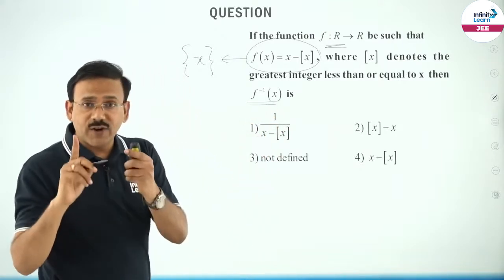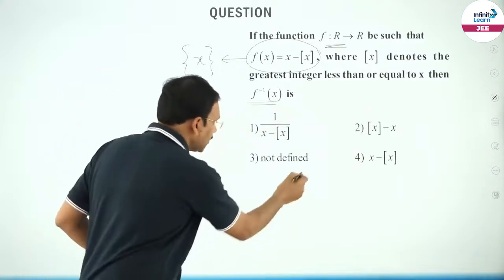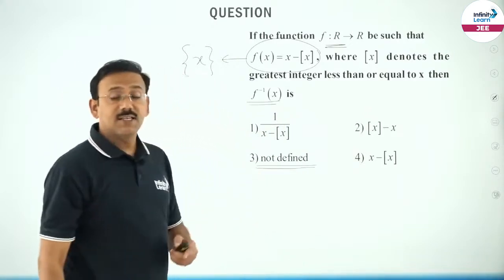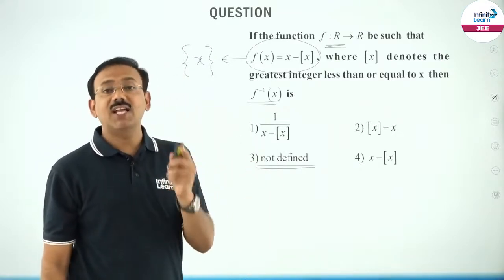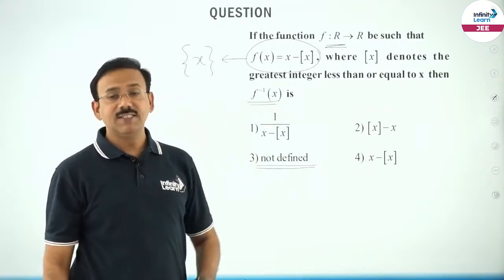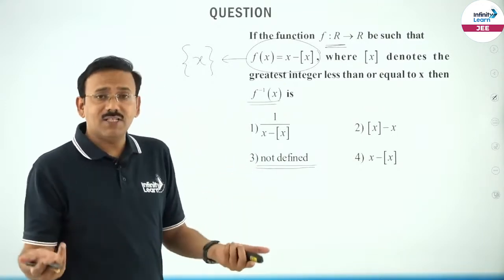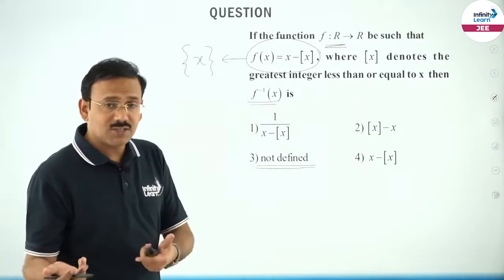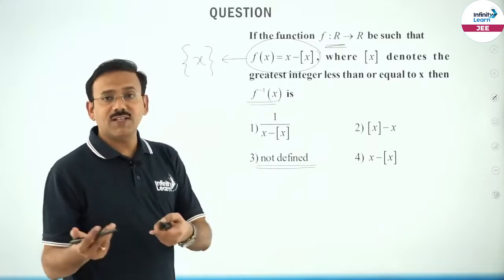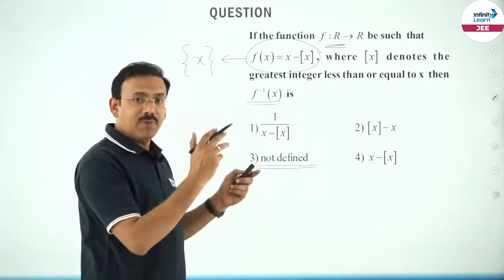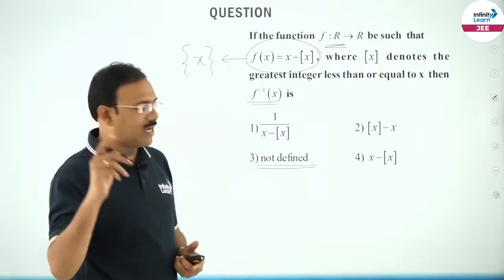Whenever you are asked to find the inverse of a function, have a look at the options. There is an option called not defined. If you find such an option, please check whether the given function is a bijection or not. If it is not a bijection, then the inverse function does not exist. If such an option is not there, no need to check whether it is a bijection or not; by default it is a bijection. This is why he has written the inverse of the function.